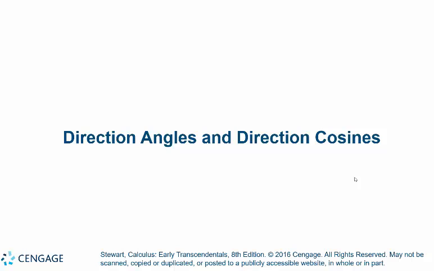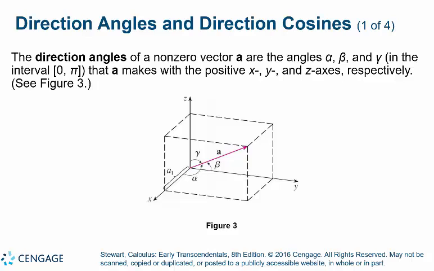Hi class, in this video I just want to do a quick introduction to directional angles and directional cosines for vectors in section 12.3. Okay, so the directional angles of a non-zero vector A, so here we have this vector A emanating from the origin, are the angles alpha, which corresponds to the angle from the x-axis, beta, which corresponds to the angle from the y-axis, and gamma, which corresponds to the angle from the z-axis. So that's the angles vector A makes with the positive x, y, and z-axis respectively.